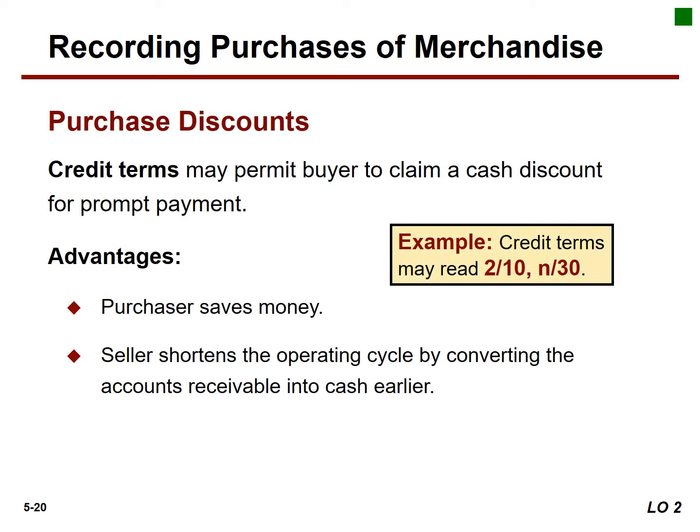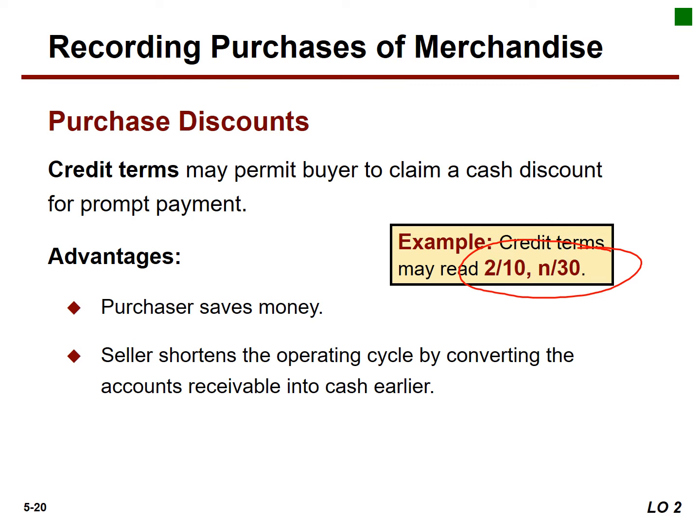All right, let's talk about purchase discounts. If you will think back to the purchase invoice we looked at, there were some credit terms shown there that said 2/10, N/30. It looked just like this. When you read that, you basically read that as 2/10, net 30.